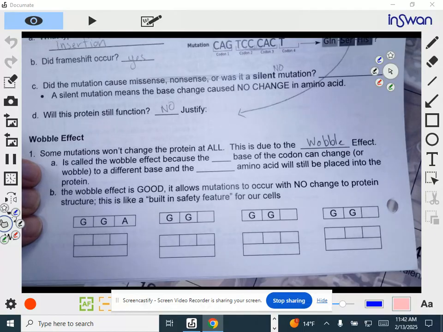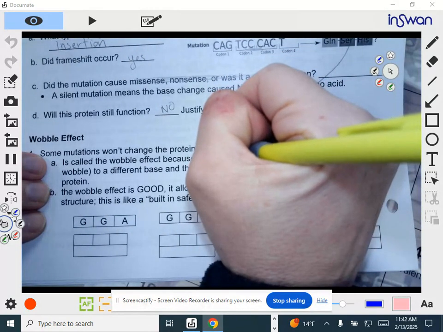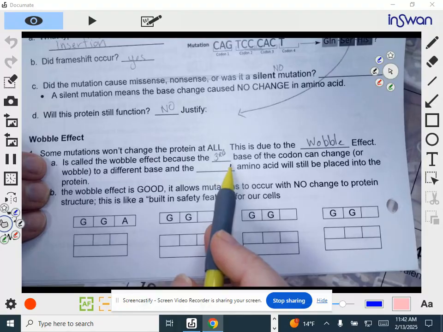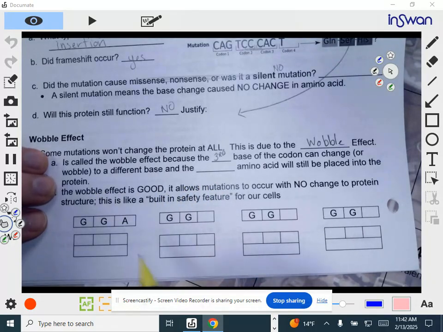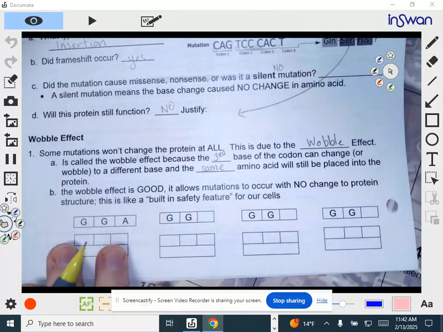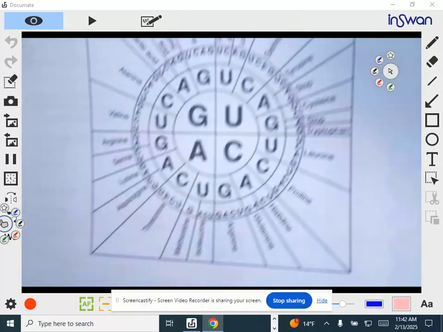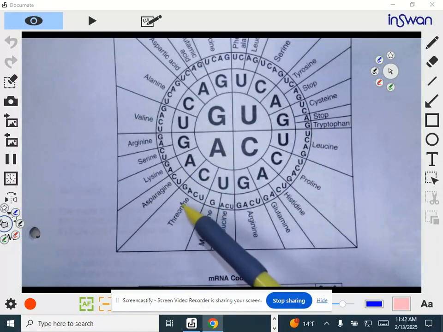So this is called the wobble effect because sometimes you can wobble and change the 3rd base. So sometimes that 3rd base in a codon can wobble to a different base. And you still will code for the same amino acid. You've probably noticed that on your codon charts, there's actually several codons that'll code for an amino acid. So for example, if you look over here, like threonine.